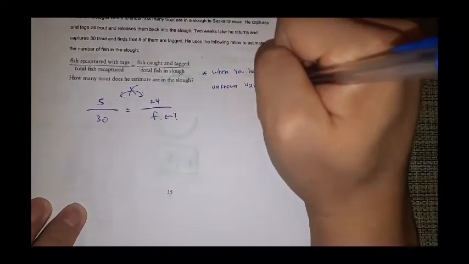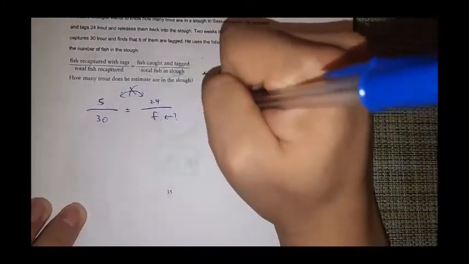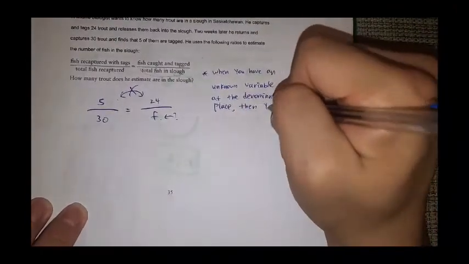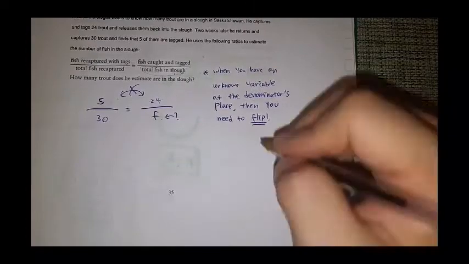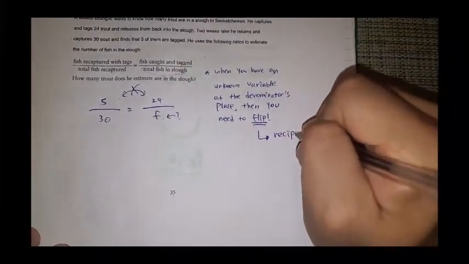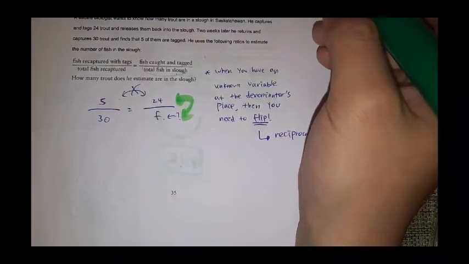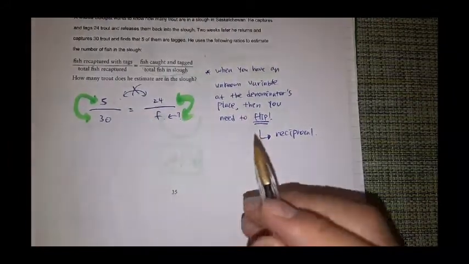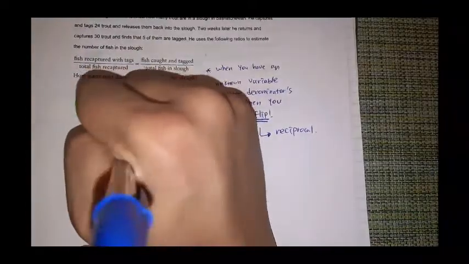When you have an unknown variable at the denominator place, then you need to use the reciprocal. You need to flip. This process of flipping in math is known as reciprocal. What I mean by that is this. I want you to flip bottom and top of that, and the same thing for the other side. Because if you have an equal sign, whatever change you're doing on one side should equivalently go to the other side. Then you will have f over 24 is equal to 30 over 5.